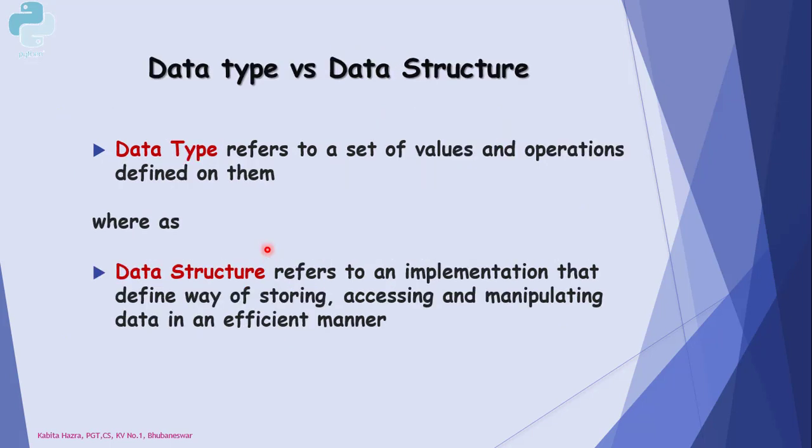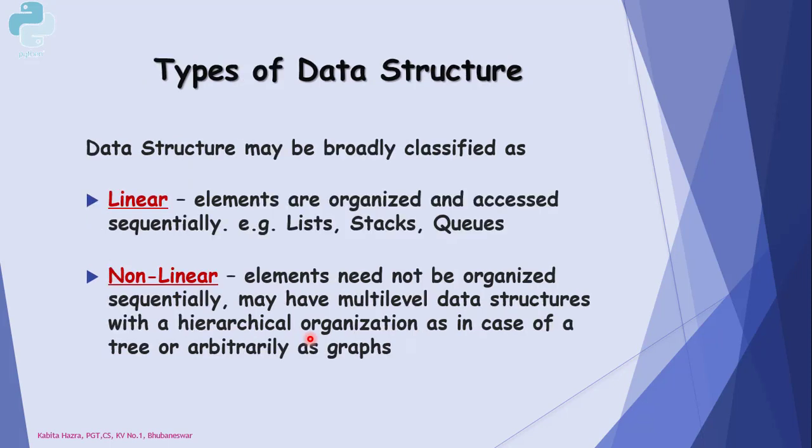Data type refers to the set of values and valid operations that can be defined on them, whereas data structure refers to an implementation which defines the way of storing, accessing and manipulating data in an efficient manner.